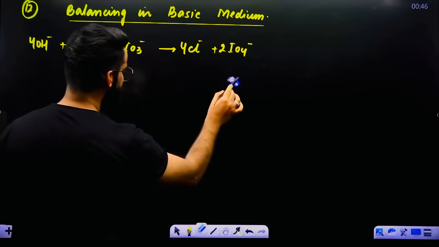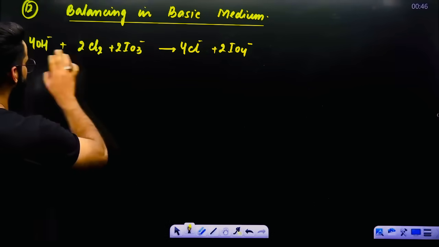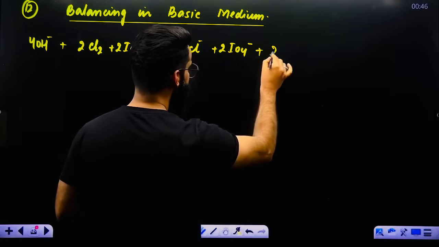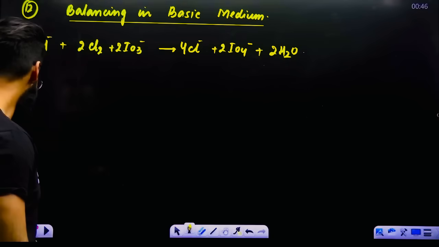Now, after this, balance oxygen with the help of water. So you have got 4 plus 6, so 4 plus 6 is 10 oxygen on this side, 8 oxygen on this side. So this side is oxygen deficient. So add 2 water molecules on this side to make the reaction balanced. So now it's a balanced chemical equation.